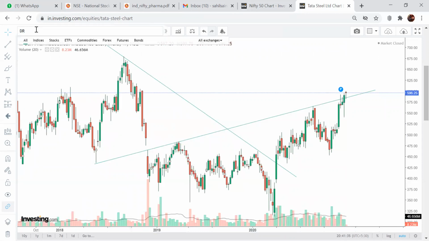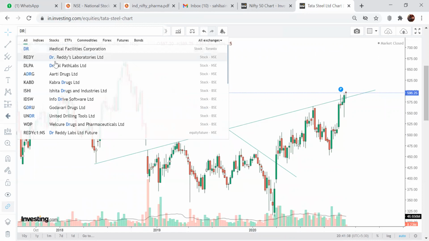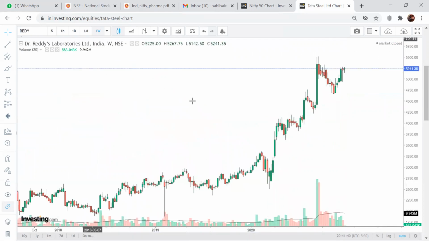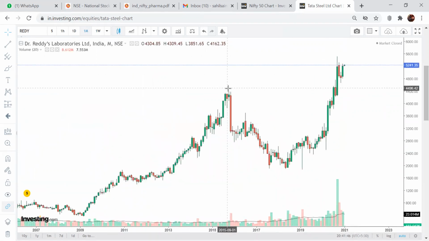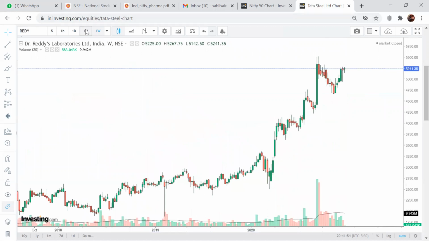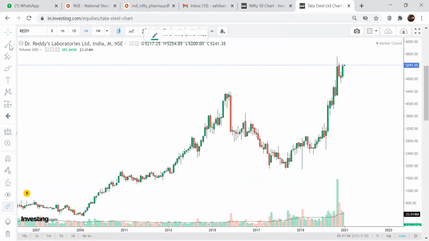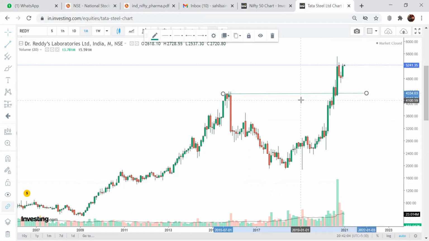Dr. Reddy. This is a chart of Dr. Reddy. Dr. Reddy has a different story. It was not in downside for too many days. It's just able to break out and able to sustain. Can you see this huge volume breakout?